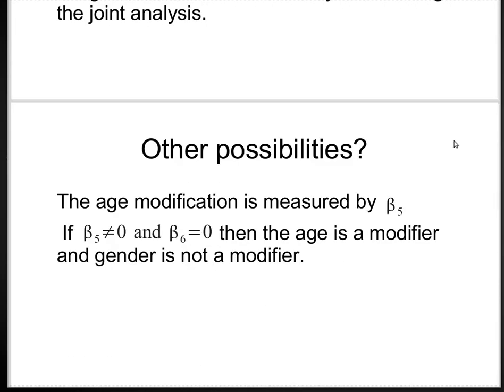Okay, there's a whole range of other possibilities available here. And one of them, for example, might be where, say, beta 5 is non-zero, but beta 6 is 0. That age is a modifier and gender is not a modifier. Okay, in that instance, though, again, we're seeing age modification after adjustment for gender. So we may be in a position to say that gender confounds, but it's a little more elaborate, isn't it? It could be that gender is confounding the age modification, if, in fact, the analysis we do here differs from the one-at-a-time analyses. Absolutely, eh?